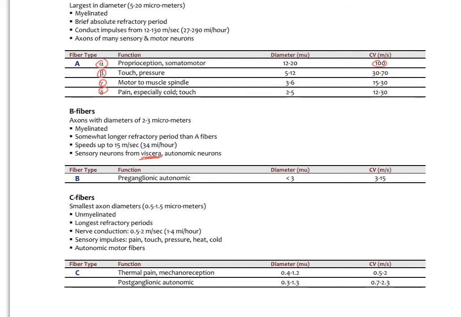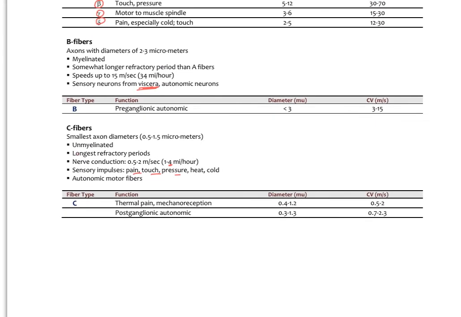And then finally, C fibers are the smallest, and these are unmyelinated. They have very long refractory periods comparatively to A fibers, and they conduct at maybe a top speed of about 4 miles per hour. And they carry sensory impulses like pain, touch, pressure, heat, cold, and these are associated with your autonomic nervous system as well. So those are the C fibers. So A, B, C, basically going from larger to smaller, and A and B are myelinated, C is unmyelinated.